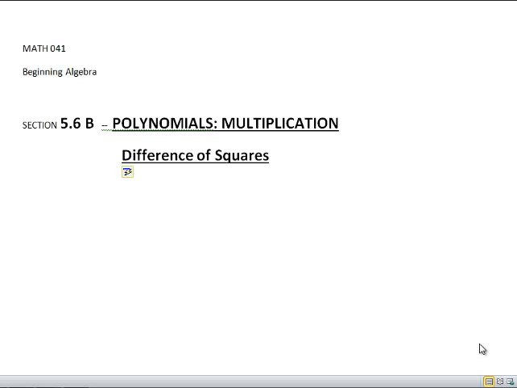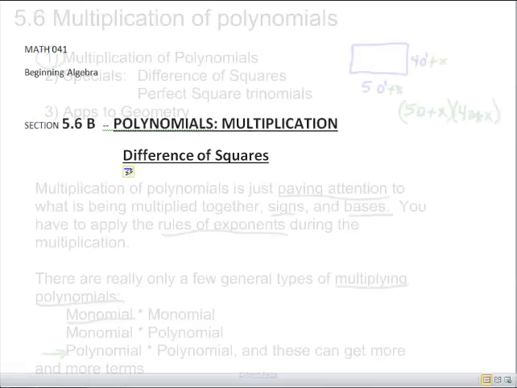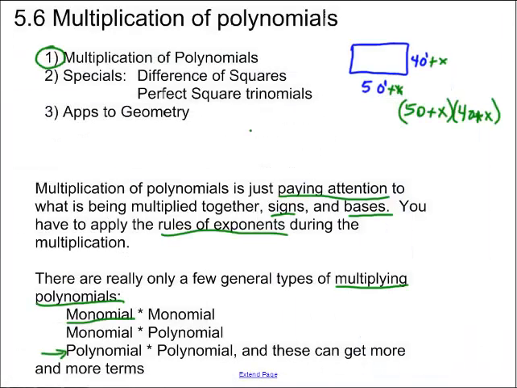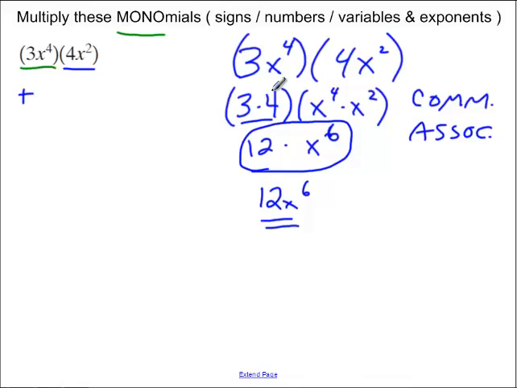We're at now 5.6b, polynomials multiplication, and we're talking specifically in this section about difference of squares. So we're going to make this pretty quick, I think. Difference of squares is just a special situation with multiplying polynomials. So right here, we're going to talk about difference of squares. We're going to talk about that one. Let's fast forward through this stuff.